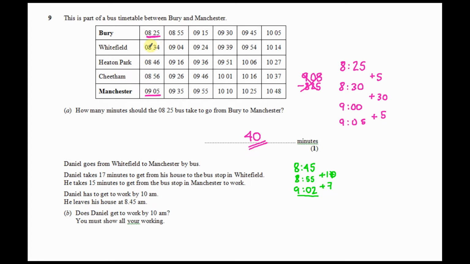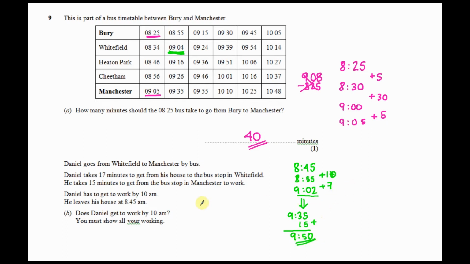So what's the first? He can't take the 8:34 because he's too late for that. The earliest train he can take is the 09:04, which means he gets to Manchester. So if he takes the 9:04, he gets to Manchester at 9:35. And it says he takes 15 minutes from there to get from the bus stop in Manchester to work. So if I add 15 minutes along there, 9:35 plus the 5 gives us 9:40, plus the 10 gives us 9:50.